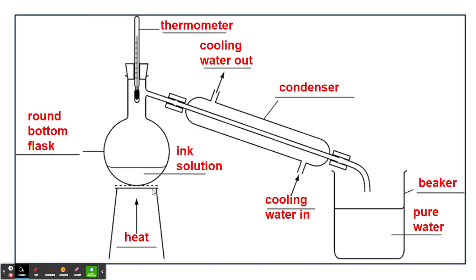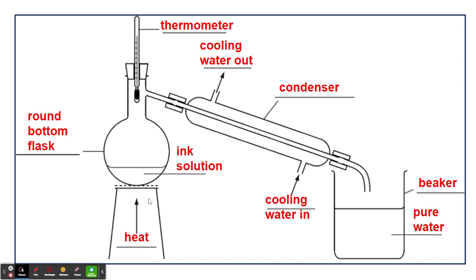We've also got the tripod, just similar to before, and a gauze. That's that dotted line, and that's just to allow the round bottom flask to be put on top of the tripod. And then we've got the Bunsen burner. Again, that is an upwards pointing arrow with heat.